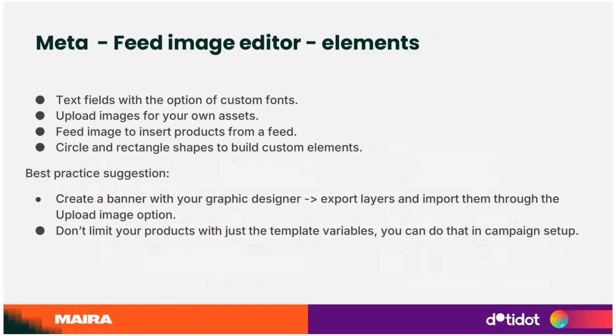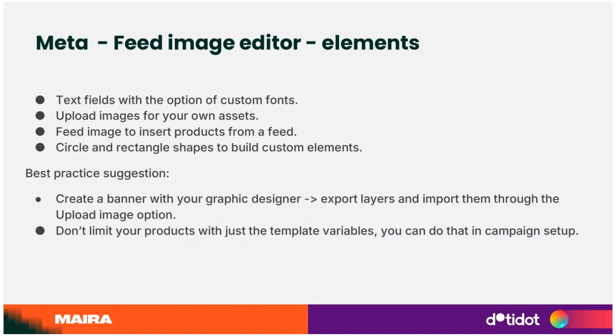Let's move on. Once you start working on your custom templates, you will come across elements which you can use to build your template, such as text fields with the option of custom fonts. If you have your own fonts in your brand manual, you can just import those. You can upload images for your own assets, feed image to insert products from the feed you uploaded, and circle and rectangle shapes to build custom elements such as buttons, etc.